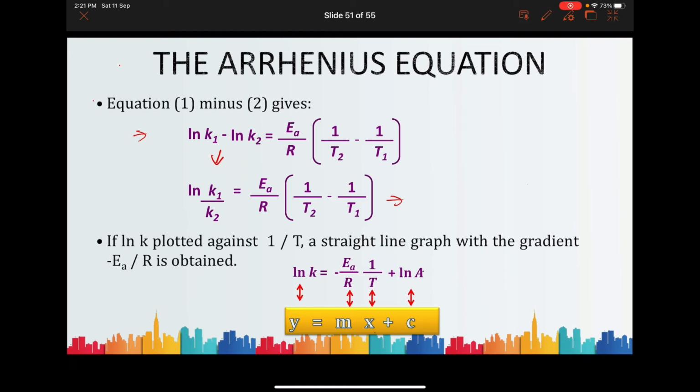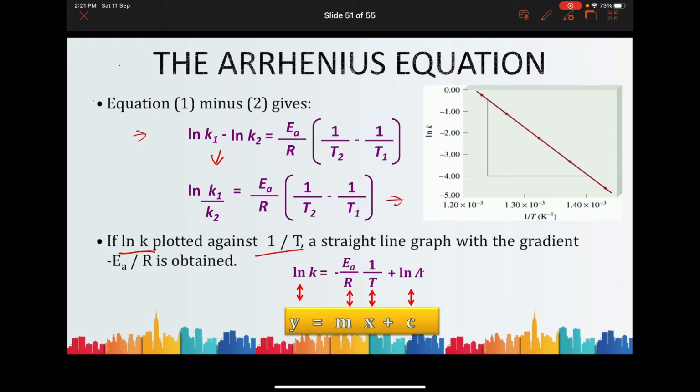Then by using the equation ln k = -Ea/R times 1/T + ln A, you will get a straight line when you plot ln k versus 1/T, a graph like this one. So by using the equation, ln k is the y-axis and 1/T is the x-axis, ln A is the intercept, and -Ea/R can be obtained from the slope of the graph.